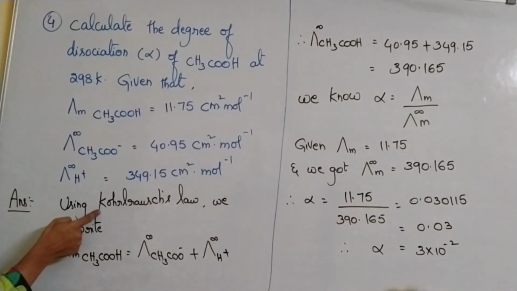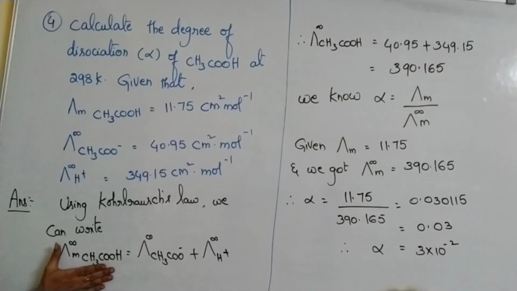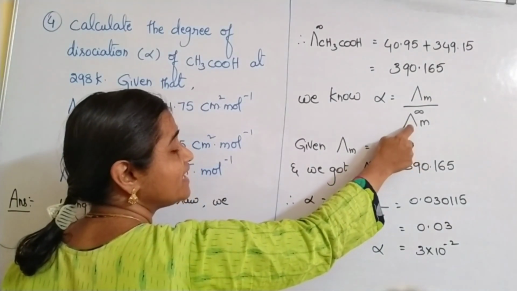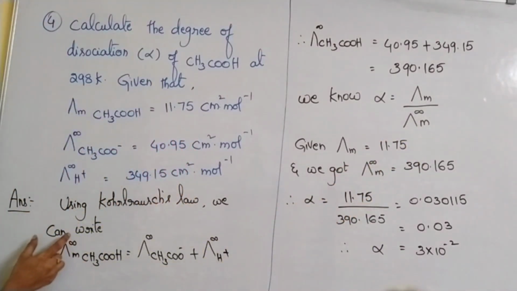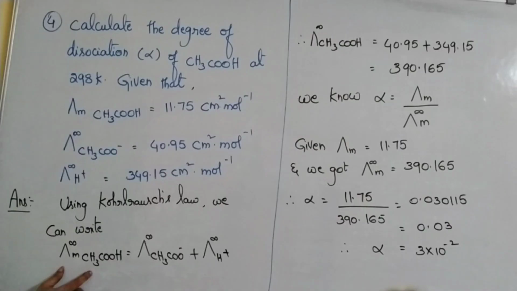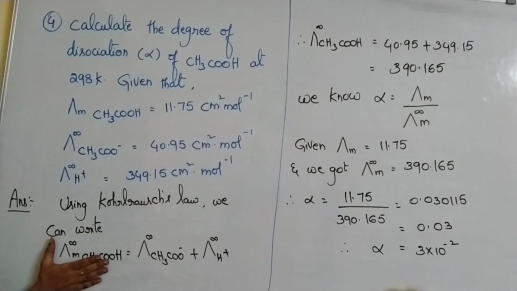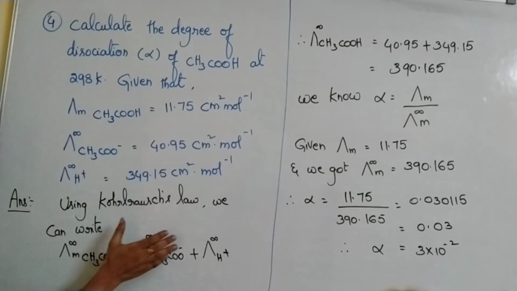Okay, so using Kohlrausch law, we can write lambda infinity m of CH3COOH. First this we have to find. What is in the denominator here? Lambda infinity m. To calculate lambda infinity m we have to use Kohlrausch law. So that is equal to what? Lambda infinity of acetate ion plus lambda infinity of H plus ion. Okay, now limiting molar conductivity of a weak electrolyte can be taken as the sum of the molar conductivities of each individual component.